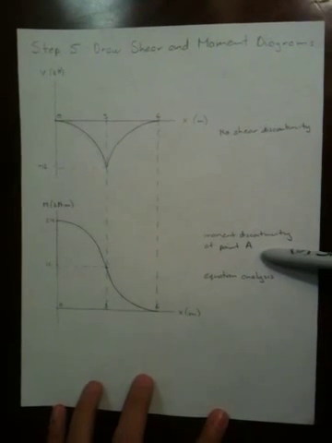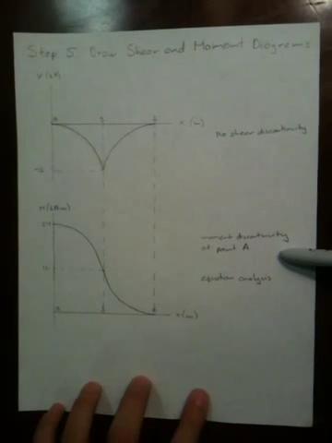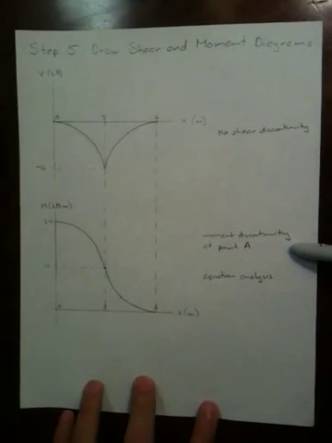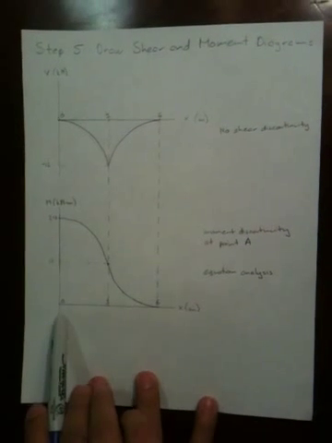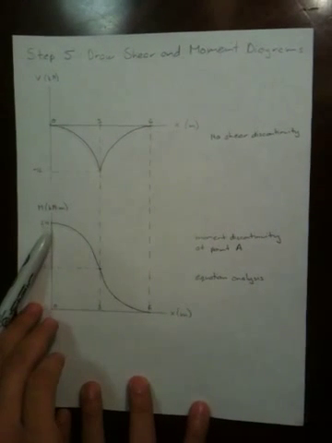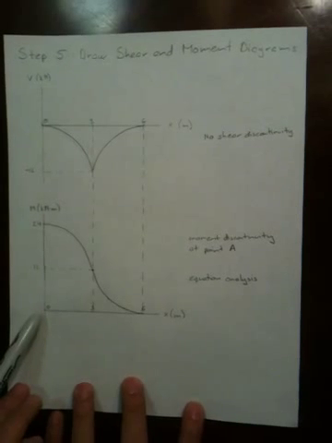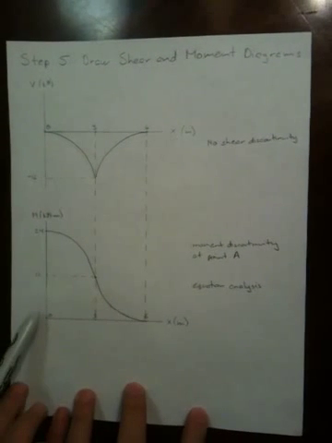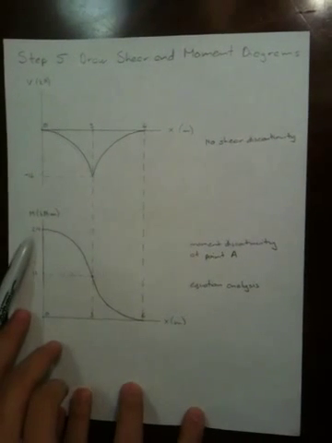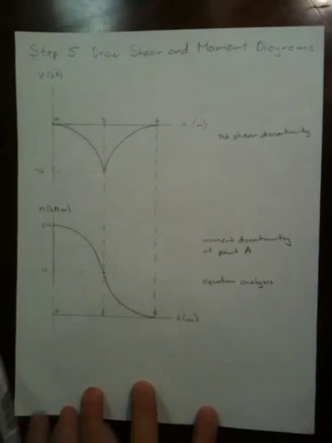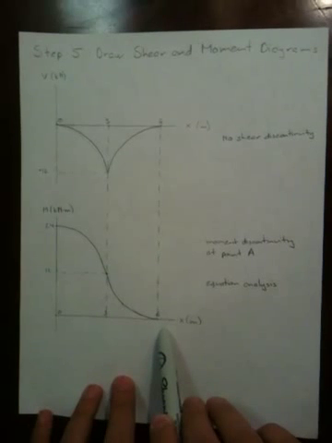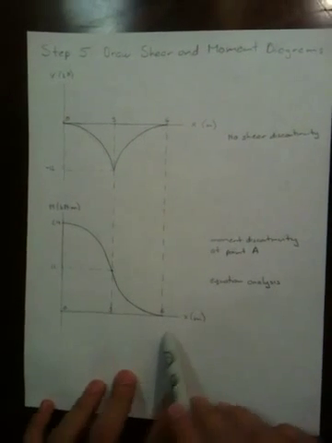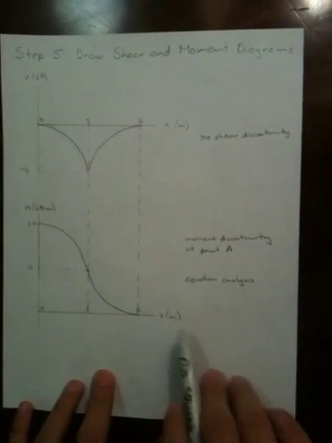For the moment diagram, however, we do have a couple moment acting at point A, and therefore the internal moment equation, or the diagram, starts with a y-intercept of 24. But notice that there is no couple moment at the free end, therefore the moment is 0 at that end.